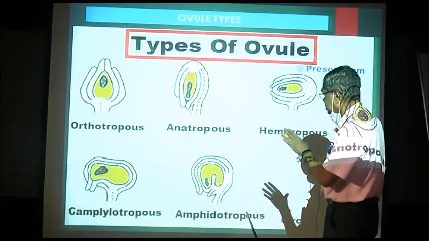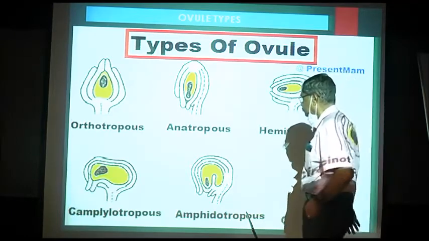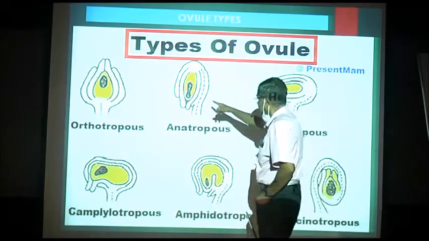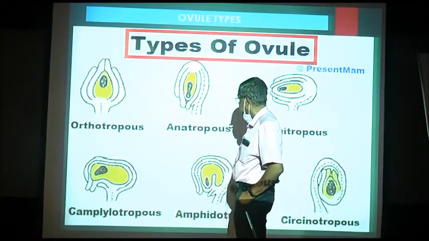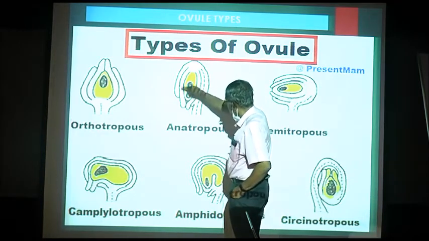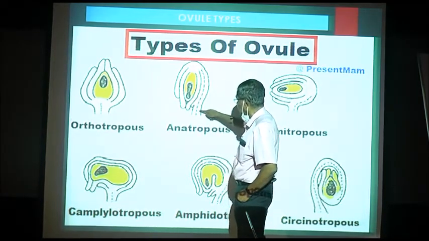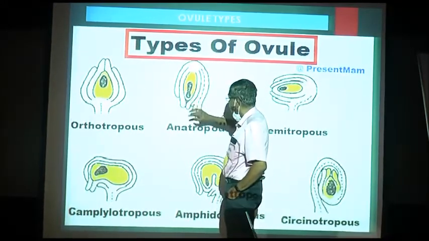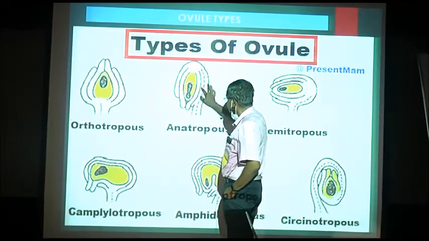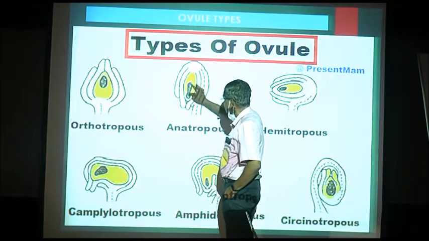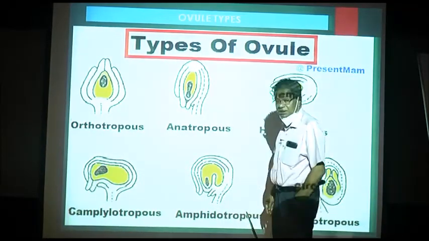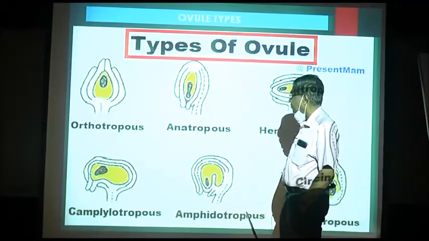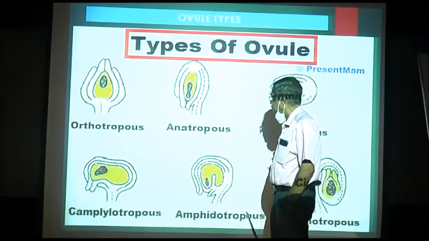Now coming to types of ovules. I am doing it briefly because this is under morphology. We have seen this ovule earlier. This ovule is anatropous, where it is placed like this. This is the funicle, this is the hilum, this is the chalazal end, this is the micropylar end, and these are integuments, this is the nucellus, and this is the embryo sac. This is the anatropous ovule. This is the most common type of ovule, found in 80 to 85% of angiosperms.